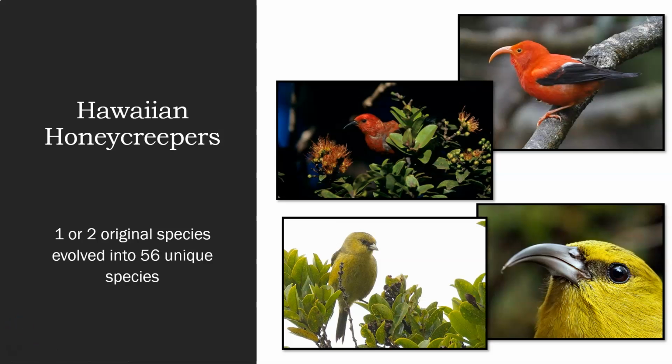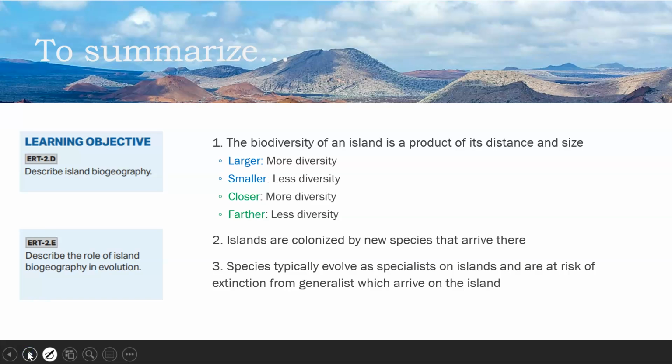So a great example of that specialization within islands is the Hawaiian honeycreeper. Originally only one or two species were able to get to the Hawaiian Islands. So remember, you have less species diversity the further away you get because it's harder to get there. Originally one or two species showed up, and now we have over 56 unique species of honeycreepers, much like the finches that Darwin categorized.